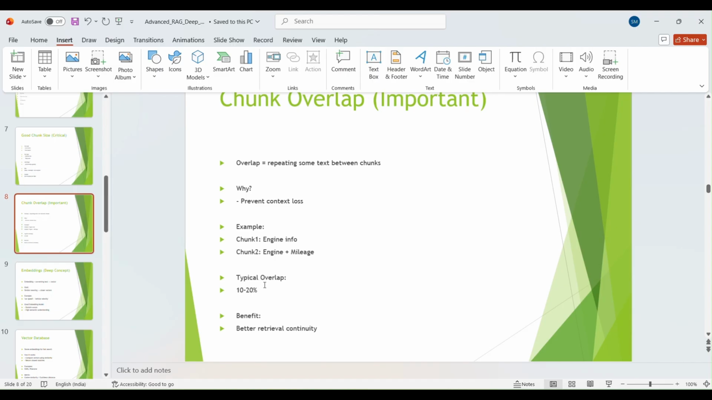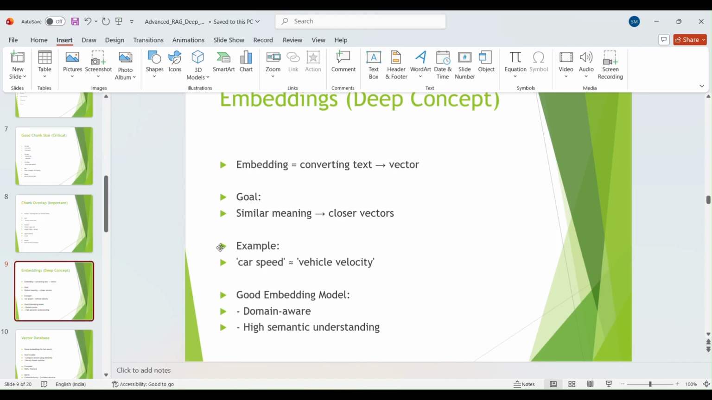Each and every chunk will have some part of the previous chunk also. So, what are the benefits of this? Better retrieval continuity. We will do fixed-size chunking and also overlap chunking. Then here comes embedding.